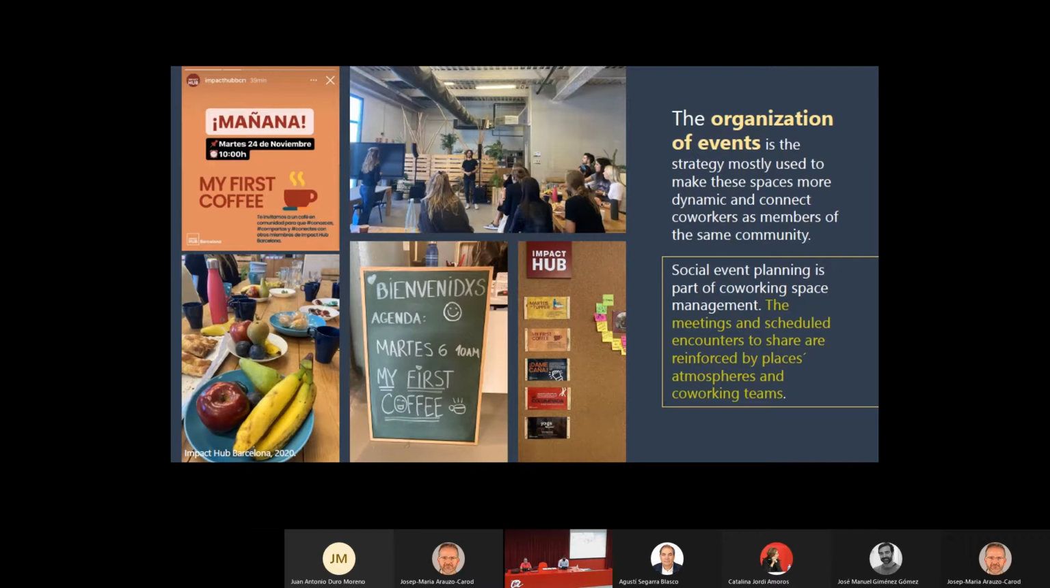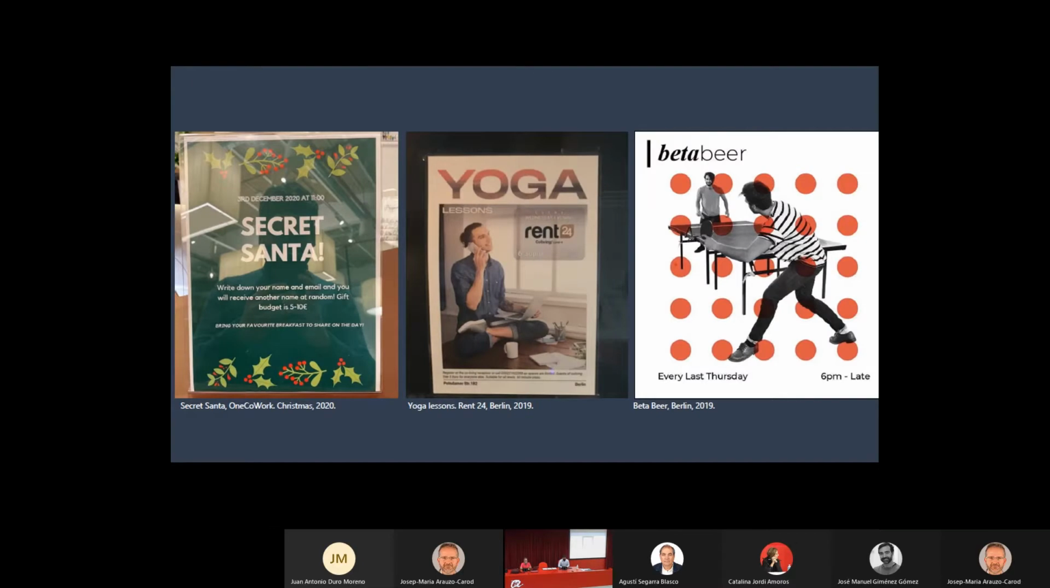Another point is the organization of events. It's a public relations strategy that is mostly used to make these spaces more dynamic and connect coworkers as members of the same community. They could be planned or informal events.